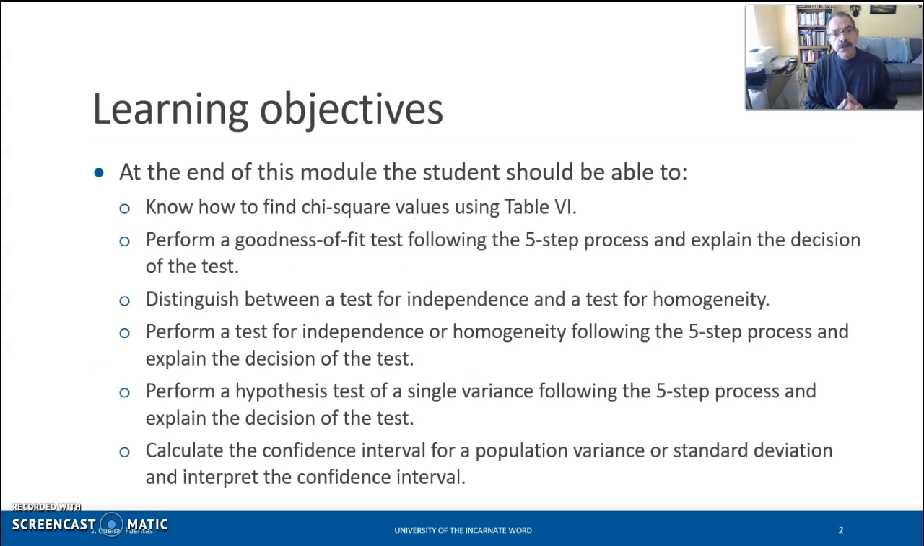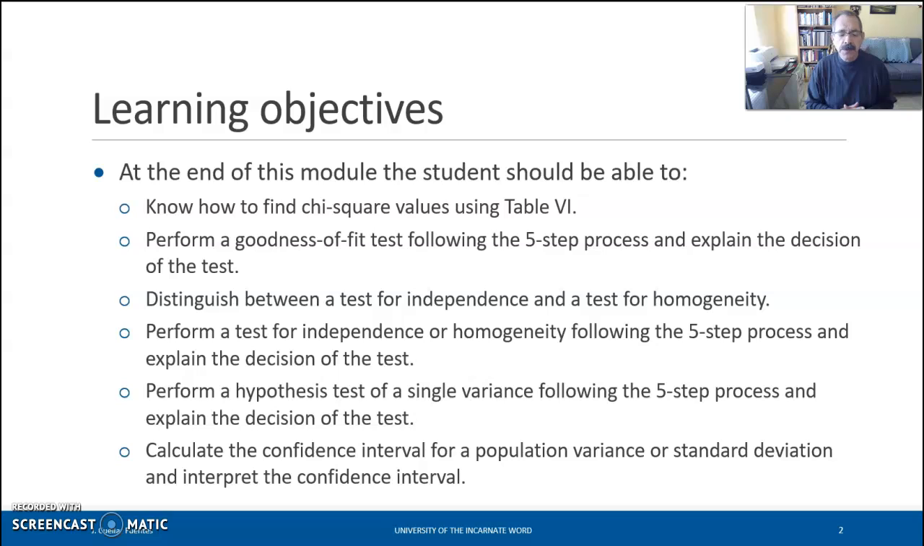The learning objectives for this module are that by the end, you should know how to find chi-square values using table 6. So we're going to learn a new distribution and use a new table of probabilities. You should be able to perform a goodness of fit test following the 5-step procedure that we learned in Module 9 and back in Module 8, and explain the decision of the test.